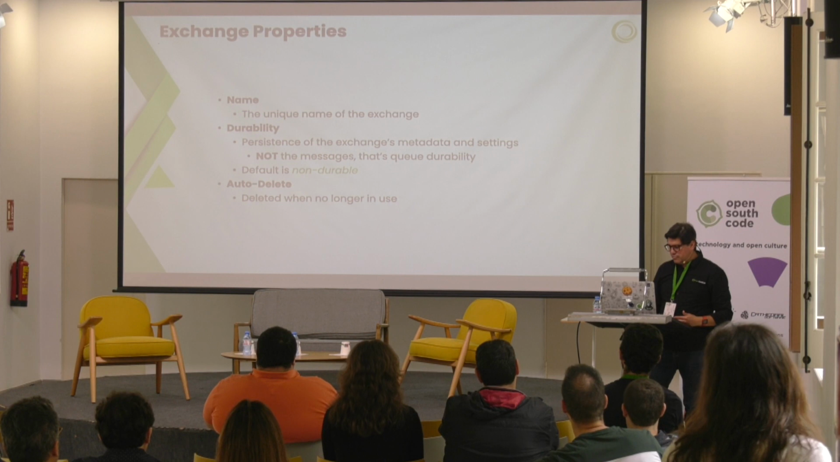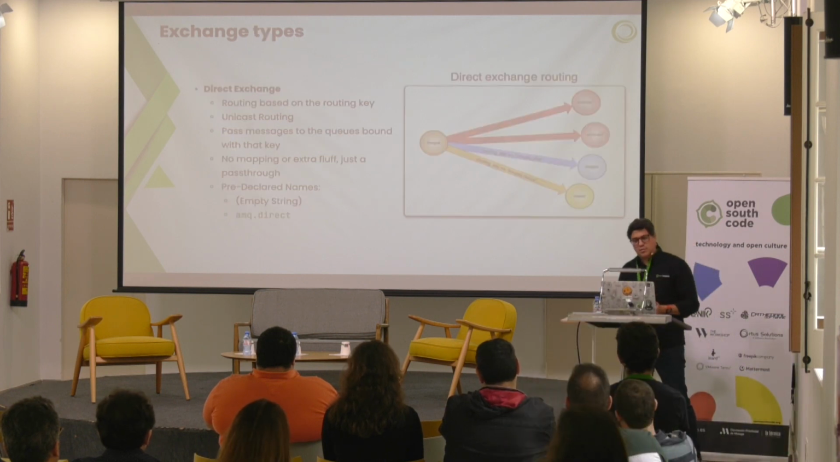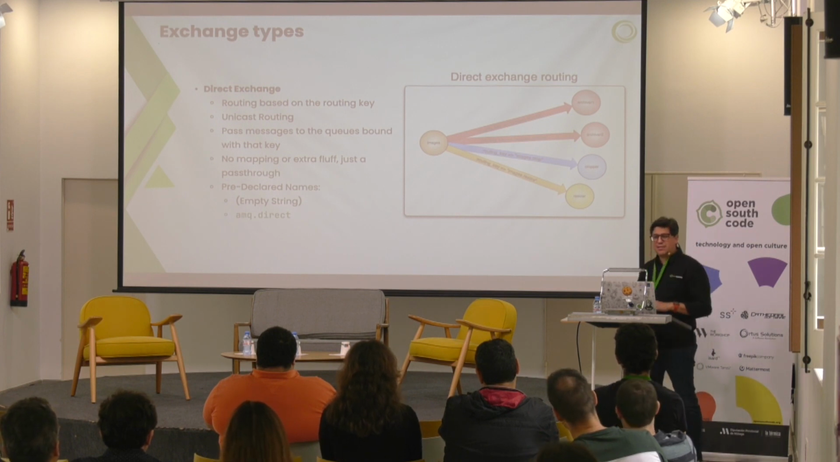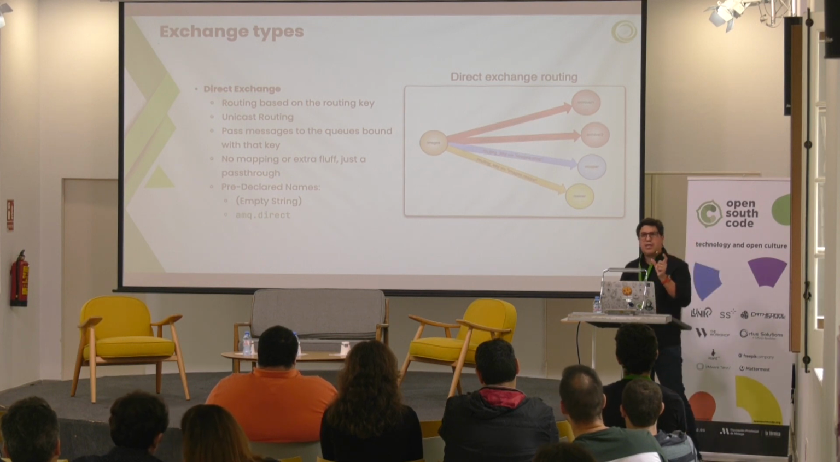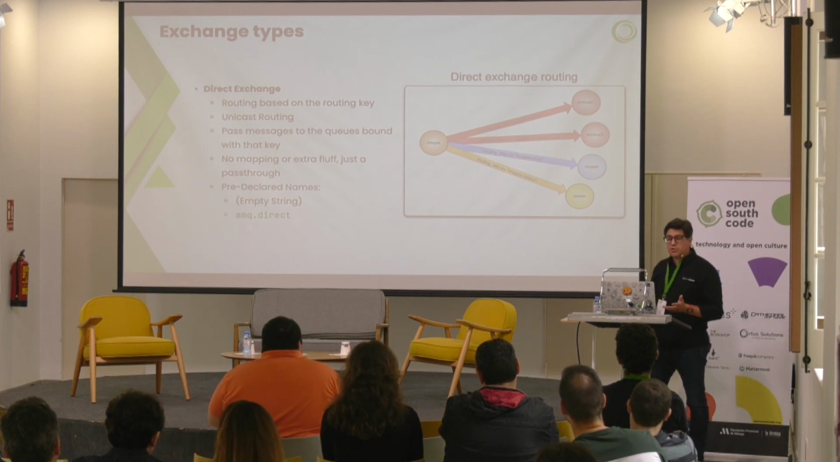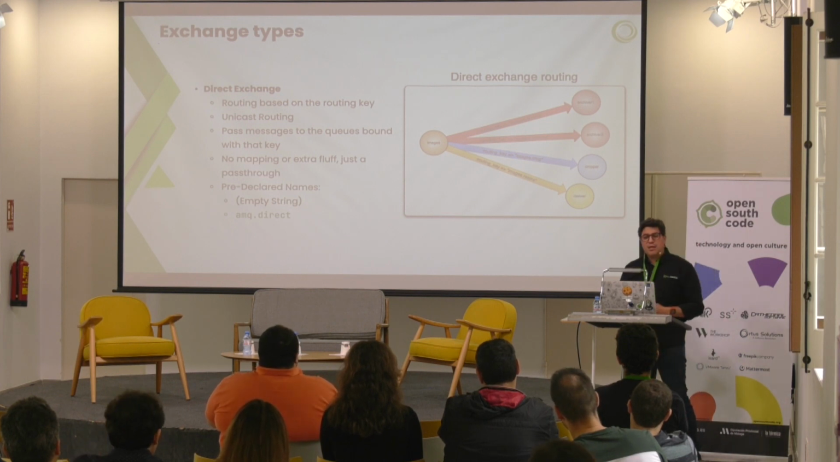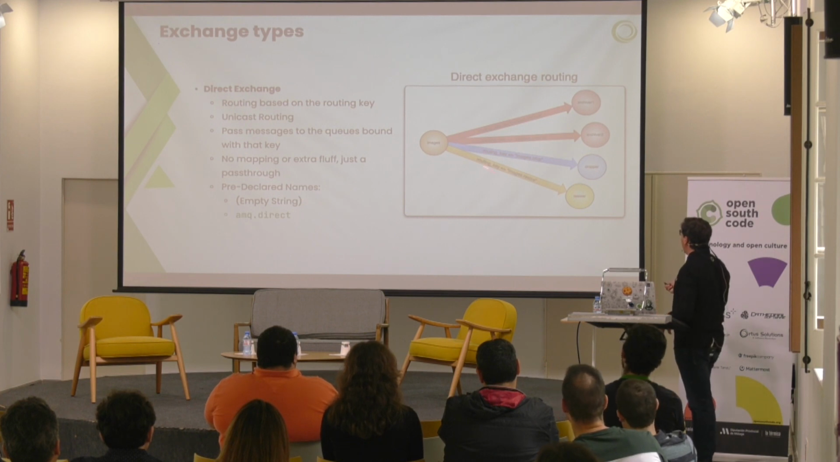Okay, all right, the first exchange is the direct exchange. This is implementing the pattern of the direct message. So the routing is based on the routing key. The routing key is what identifies where this message goes. It's usually referred to as unicast routing, okay? It passes those messages to the queues that have those names.